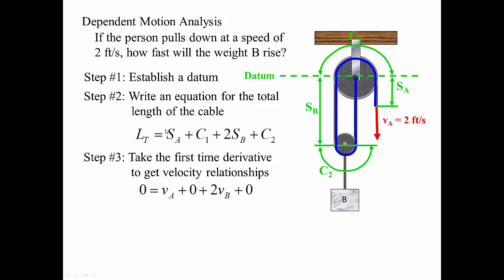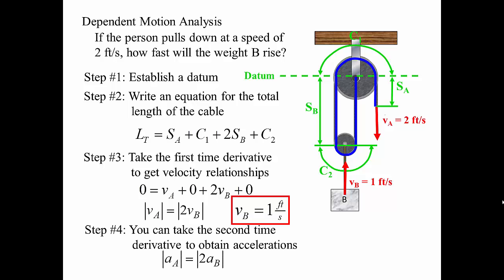The derivative of S with respect to time, or ds dt, equals v from our basic velocity definition. Solving this for the velocity of A, the magnitude of velocity A is equal to twice the magnitude of velocity B. So VB is equal to 1 foot per second. If we wanted to know what the accelerations were, we can take the second time derivative of our length equation to get the acceleration relationships. In this case, the magnitude of the acceleration at A is equal to twice the acceleration at B.